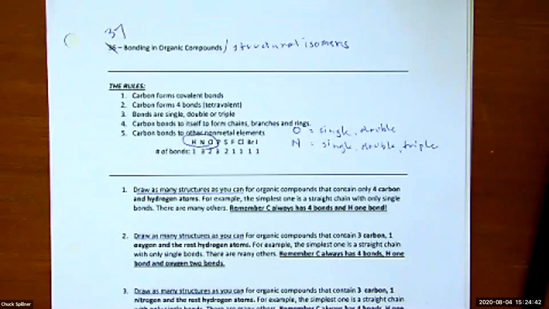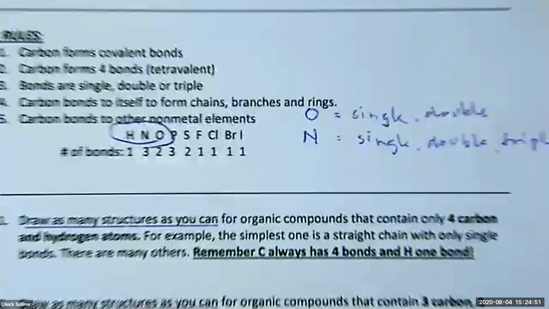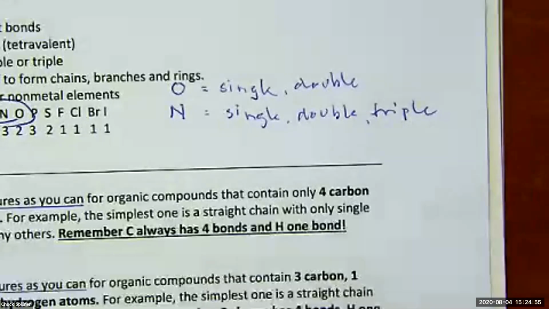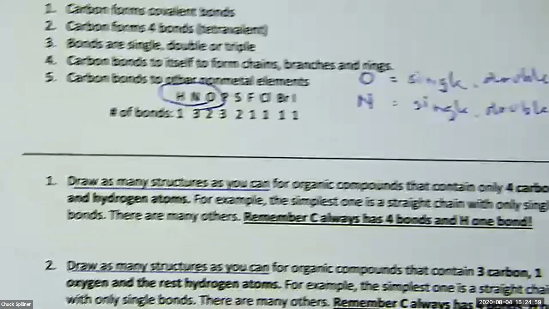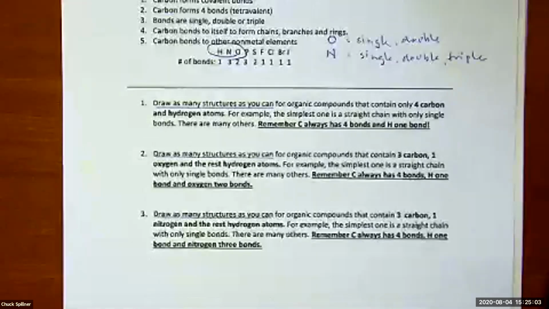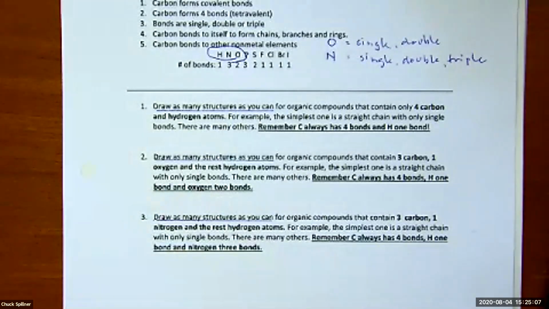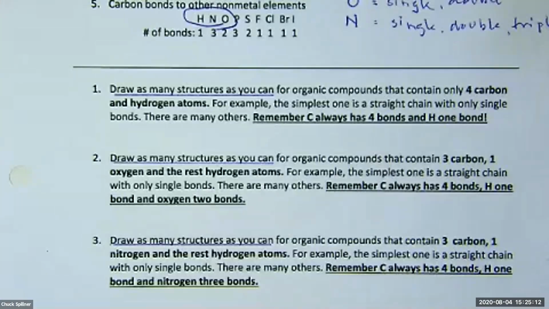The other thing you have to remember, and we have this here, is that oxygen can form single and double bonds, and nitrogen can form single, double, and triple bonds. Okay, so I'll just read these exercises. The first one says, draw as many structures as you can. In fact, all of them say that. Draw as many structures as you can. Well, that's kind of open-ended.